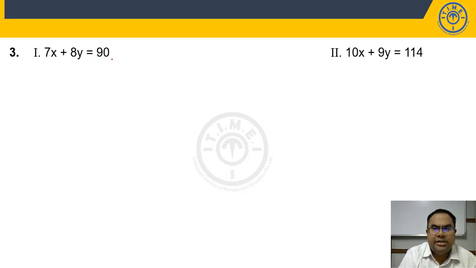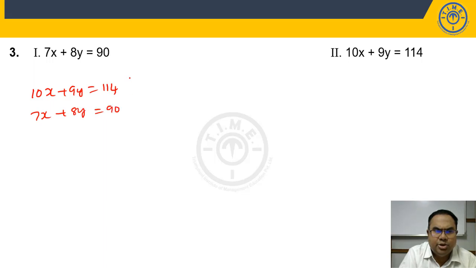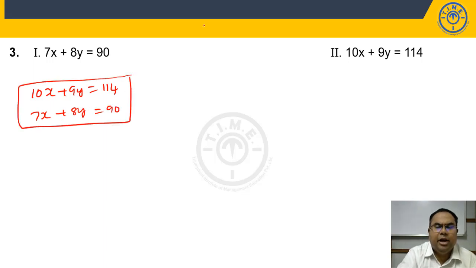7x plus 8y is equal to 90, 10x plus 9y is equal to 114. Now you can solve these two. That is one way. Solving these two will get you the x value and y value. I'll do one more thing.